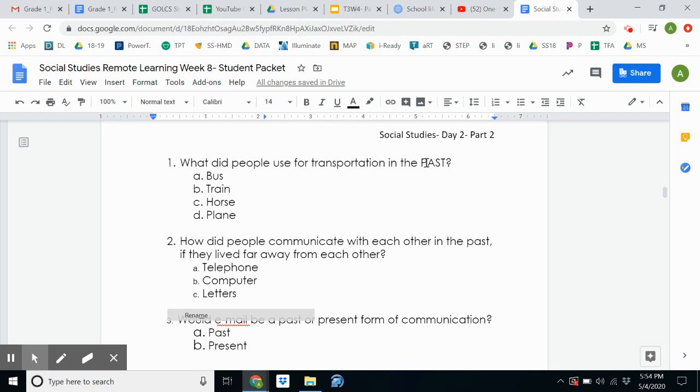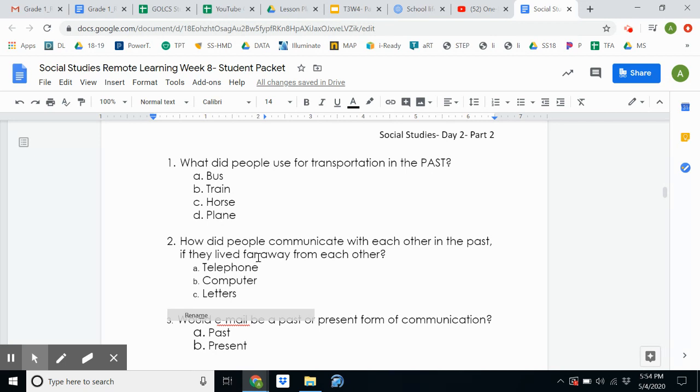What did people use for transportation in the past? How did people communicate with each other in the past? Did they live far away from each other? So remember, this is the past. So you have to think back then. What did we read about? What did they use to communicate? Could they use a telephone back then?